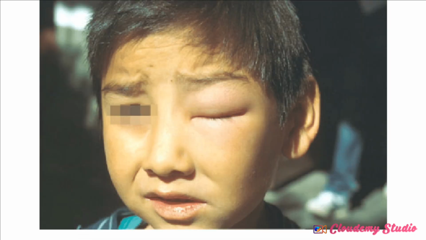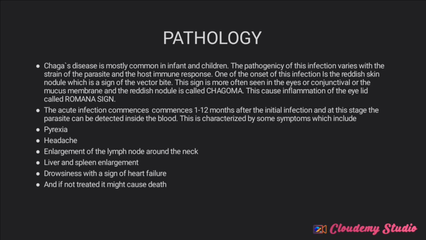Now, let us proceed to the pathology again. This sign is more often seen in the eye, or the conjunctiva, where the mucous membrane and the reddish nodule is called the chagoma, which means it causes inflammation of the eyelid. This inflammation of the eyelid is also known as Romana's sign.